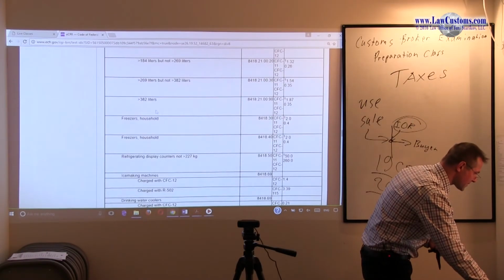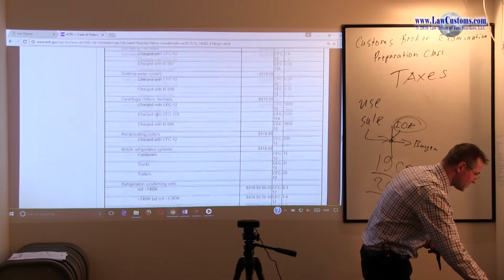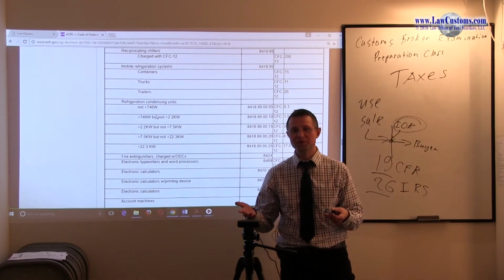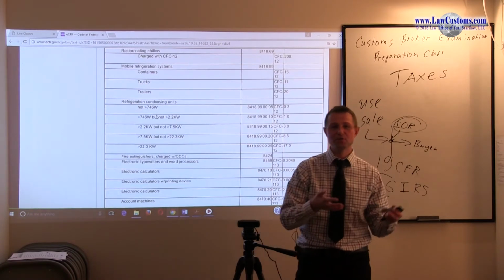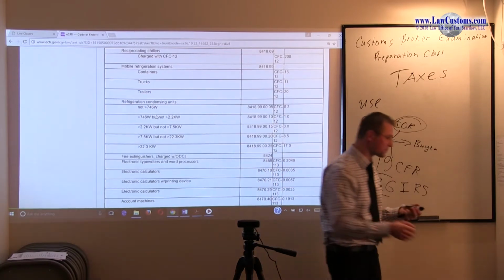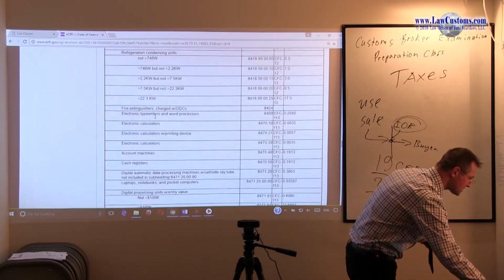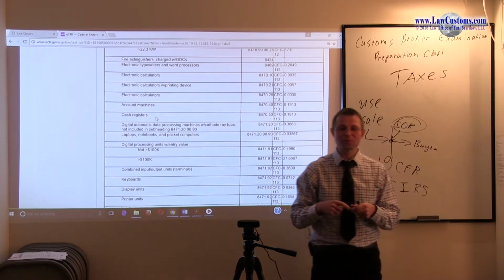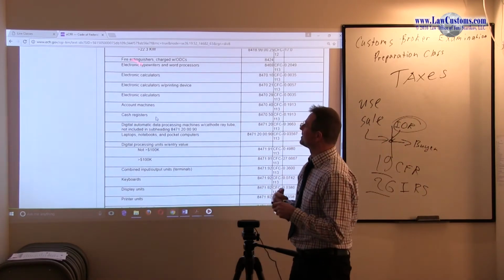It gets more interesting. So you have freezers, coolers. This is obviously refrigerating equipment, which back in the day used to be a heavy user of the CFCs. But let's look at this one: electronic typewriters and word processors.